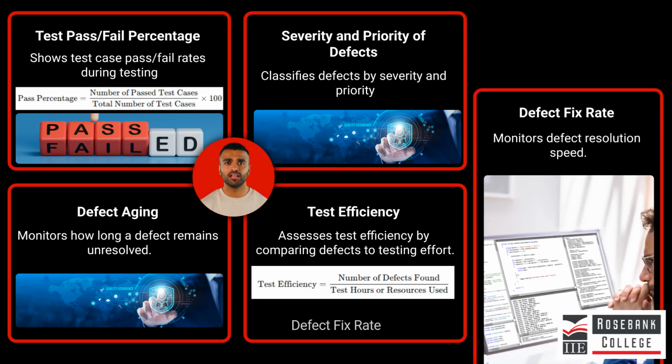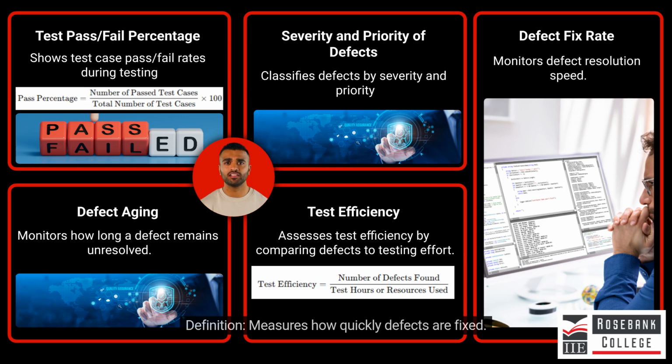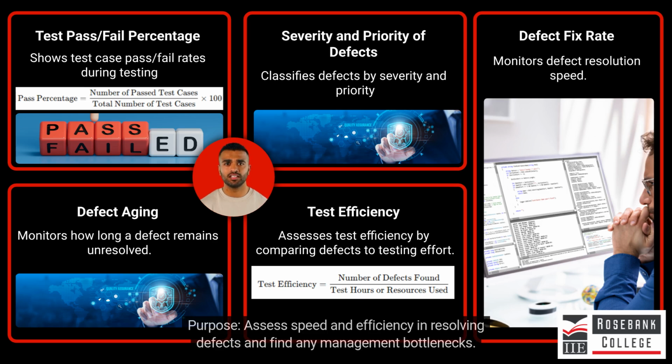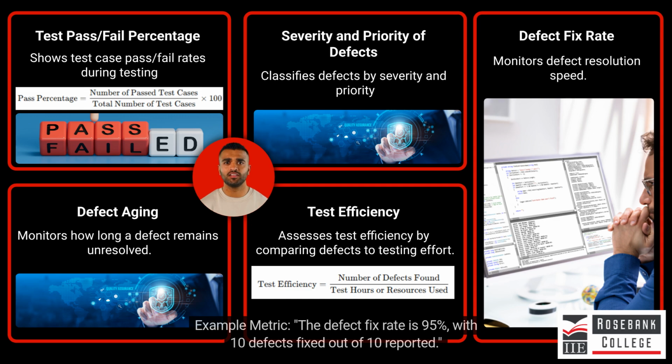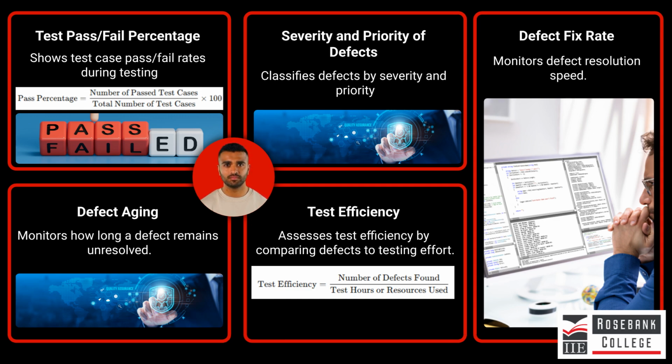Defect fix rate. Definition: measures how quickly defects are fixed. Purpose: assess speed and efficiency in resolving defects and find any management bottlenecks. Example metric: the defect fix rate is 95% with 10 defects fixed out of 10 reported.